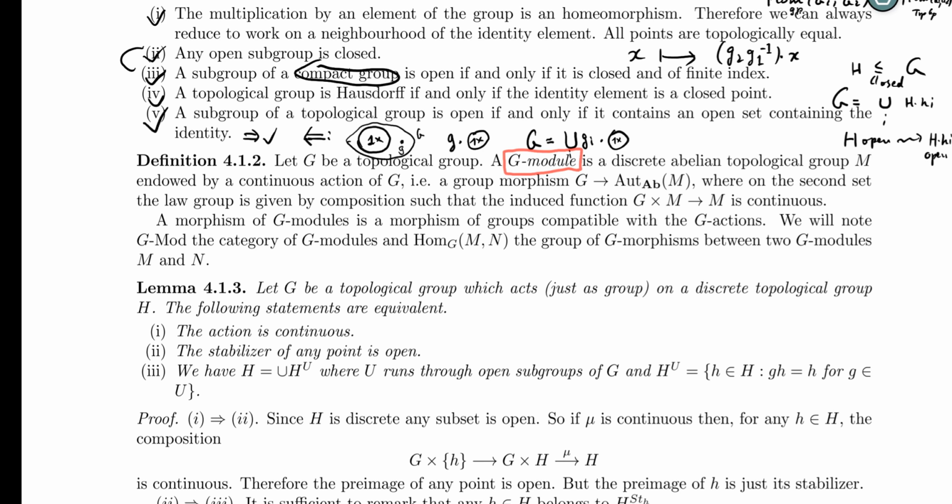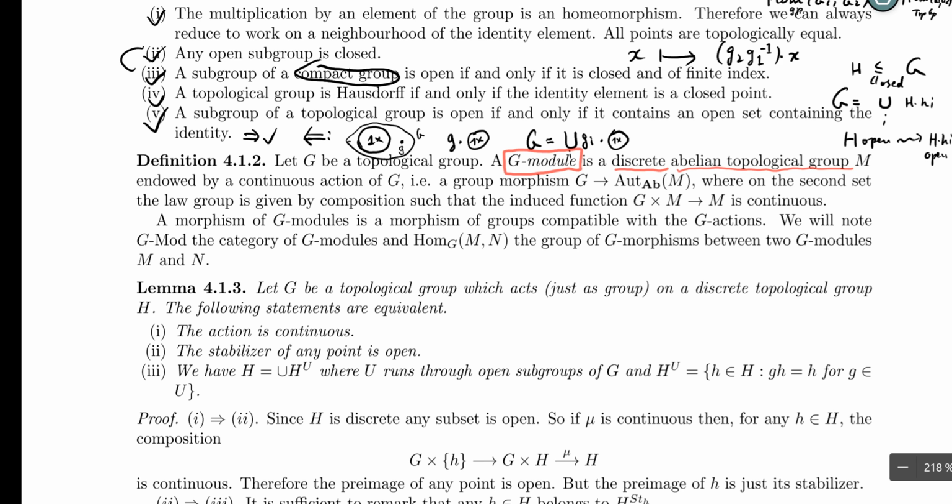But a G-module is discrete. Well, here you see it requires discrete. Sometimes it's not discrete, in fact, but here is the easy case, discrete. An abelian topological group. So it's discrete, it's abelian, and it's a topological group. So we call it a G-module. It's a group endowed with a continuous action of G.